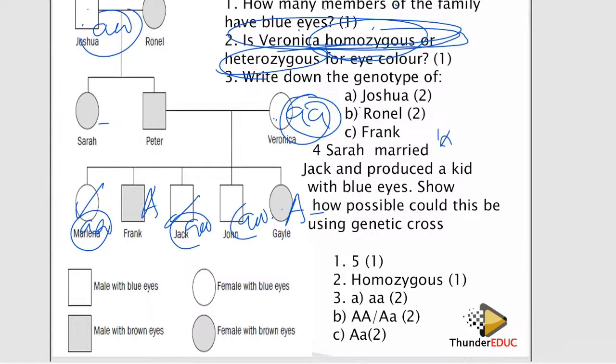Write down the genotype of Joshua. Where's Joshua? Joshua, we have already got it. It's also small a, small a.